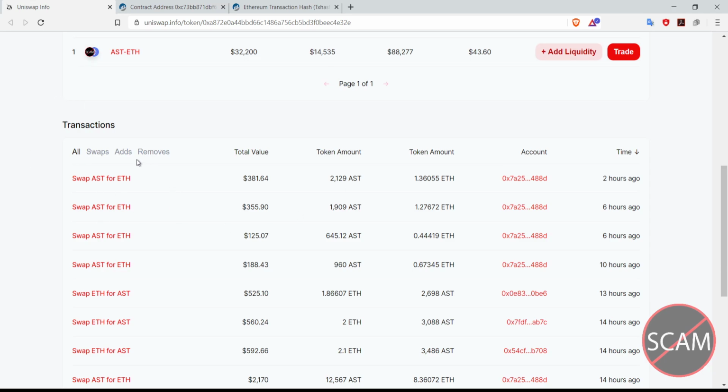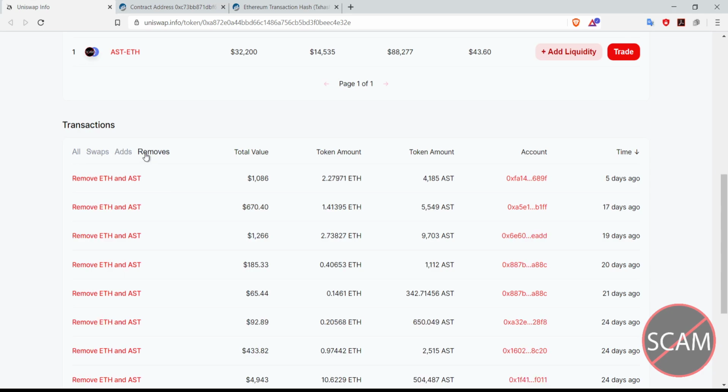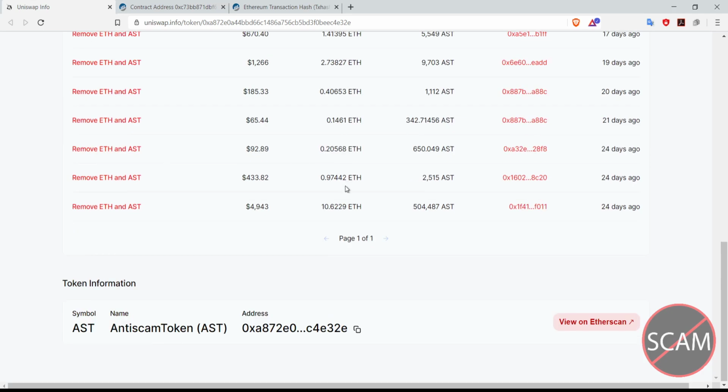And on Uniswap.info, you come down to the transactions, and you can very easily see the liquidity being added. These are the adds. So you can see people adding Ethereum and AST at the same time, and that's the total value of both. And then we've got removes, which is people removing the liquidity.